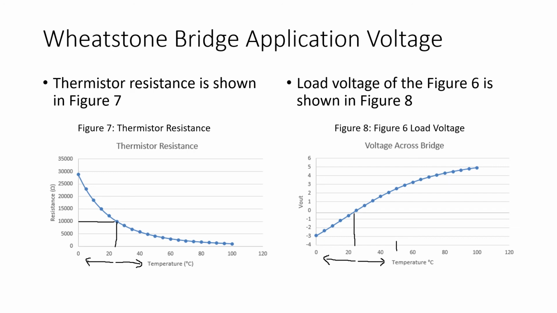So there are many different configurations of bridge circuits. However, the one that you are most likely to encounter is the Wheatstone bridge. It's widely used in instrumentation to obtain a voltage due to a change in a physical parameter such as temperature.